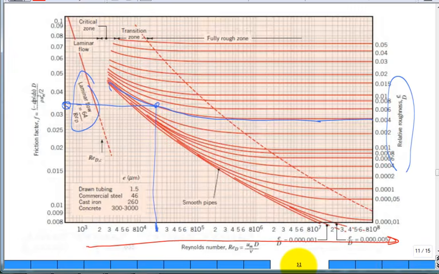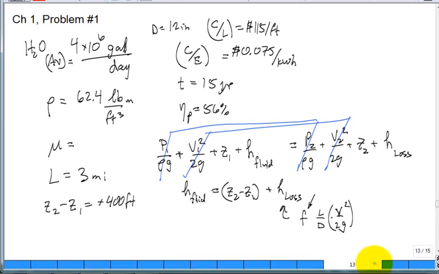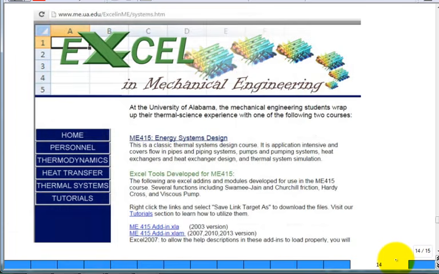Somebody must have coded up the Moody chart. It's in chapter 1. Go to this website, type in the search engine Excel and ME, and you'll go to the University of Alabama website. The person over there teaches a course in energy systems design. You could have called it thermal systems design, energy systems design. You could see that he's interested in pipes and piping systems, pumps, pumping systems, heat exchanger design. So there's a few things that are free. Download the thing over here. And the Churchill friction factor equation is what you want to use.